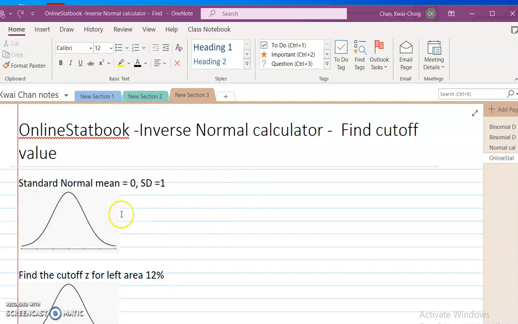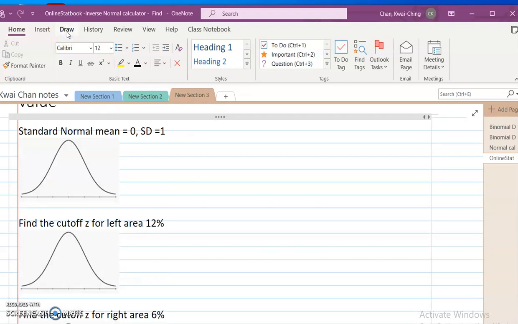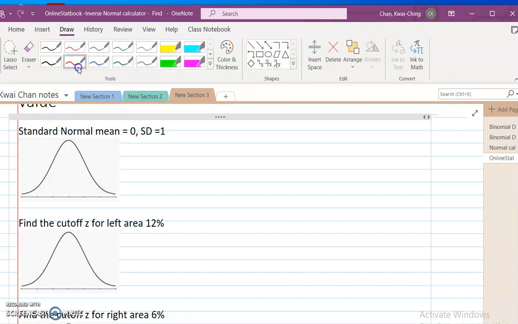The first case is when we are doing standard normal, Z. Find the Z cutoff where the left area is 12%. Left is on the low end side. We don't know exactly how far that would be for the area to be 12%, so we can just guess what it is.